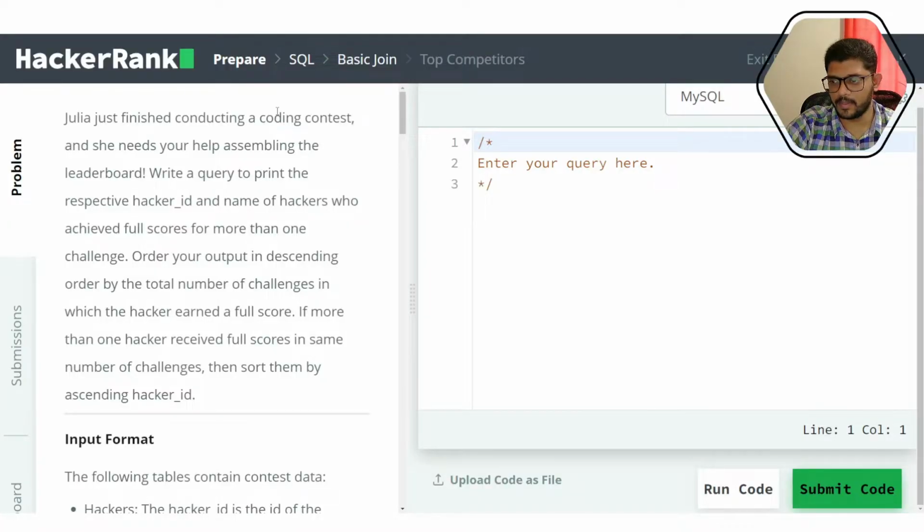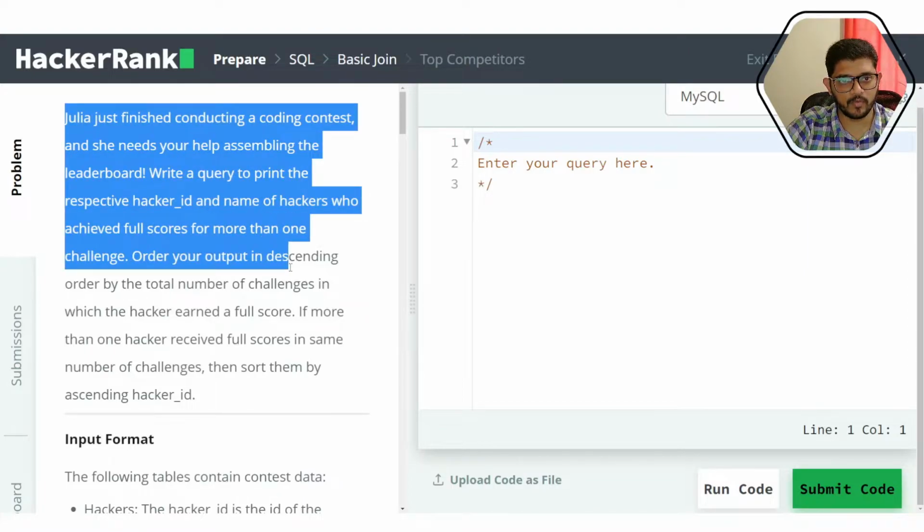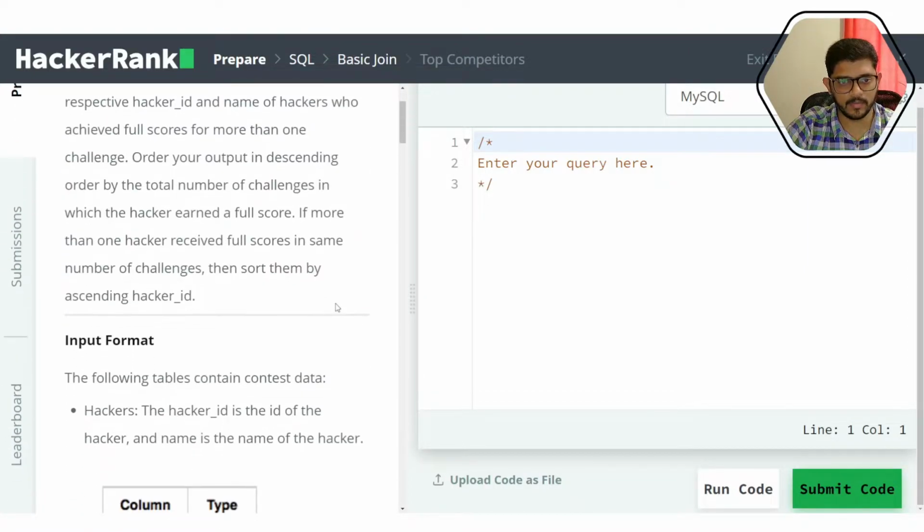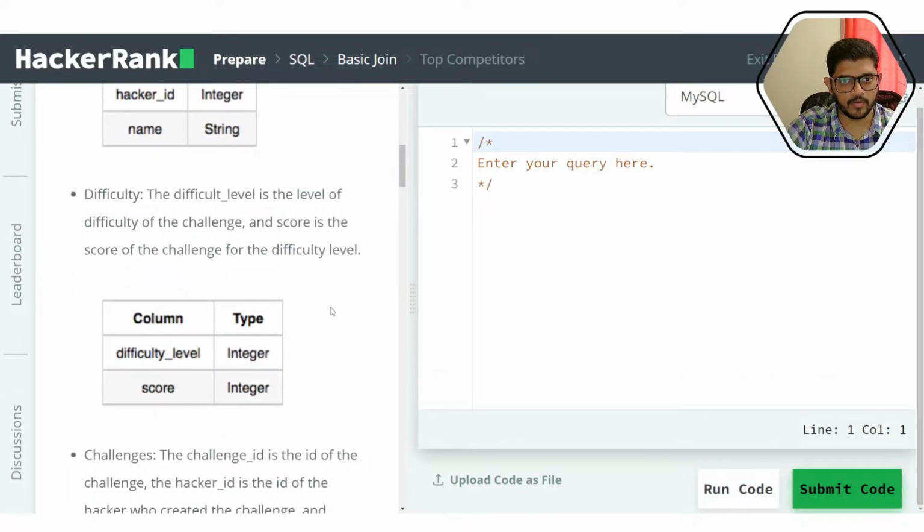Hi everyone. In this video, we are discussing a SQL challenge on Hackerrank, and it's a basic join type of problem, and it's a medium level problem. So let's read the problem statement, and we have quite a lot of information to consider here. So let's read very carefully.